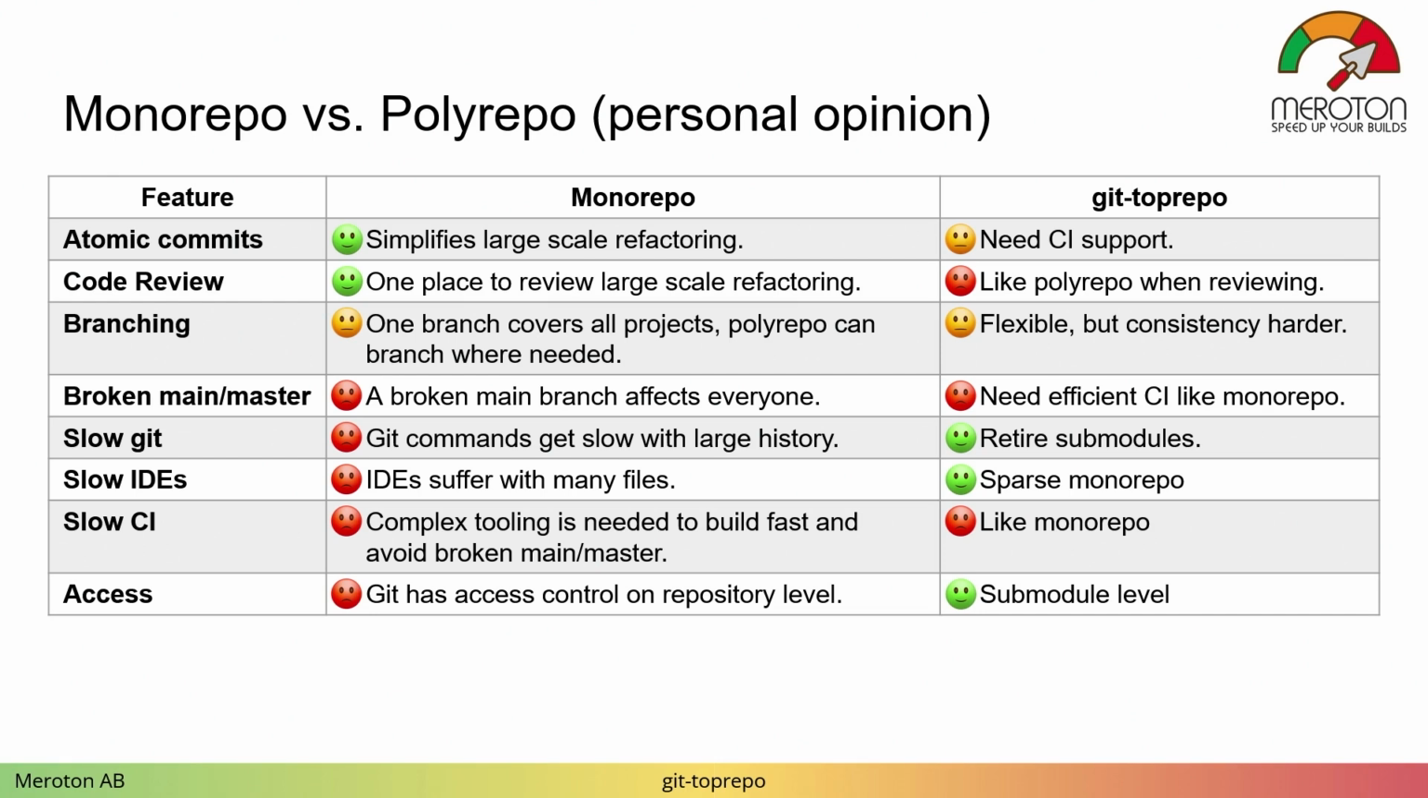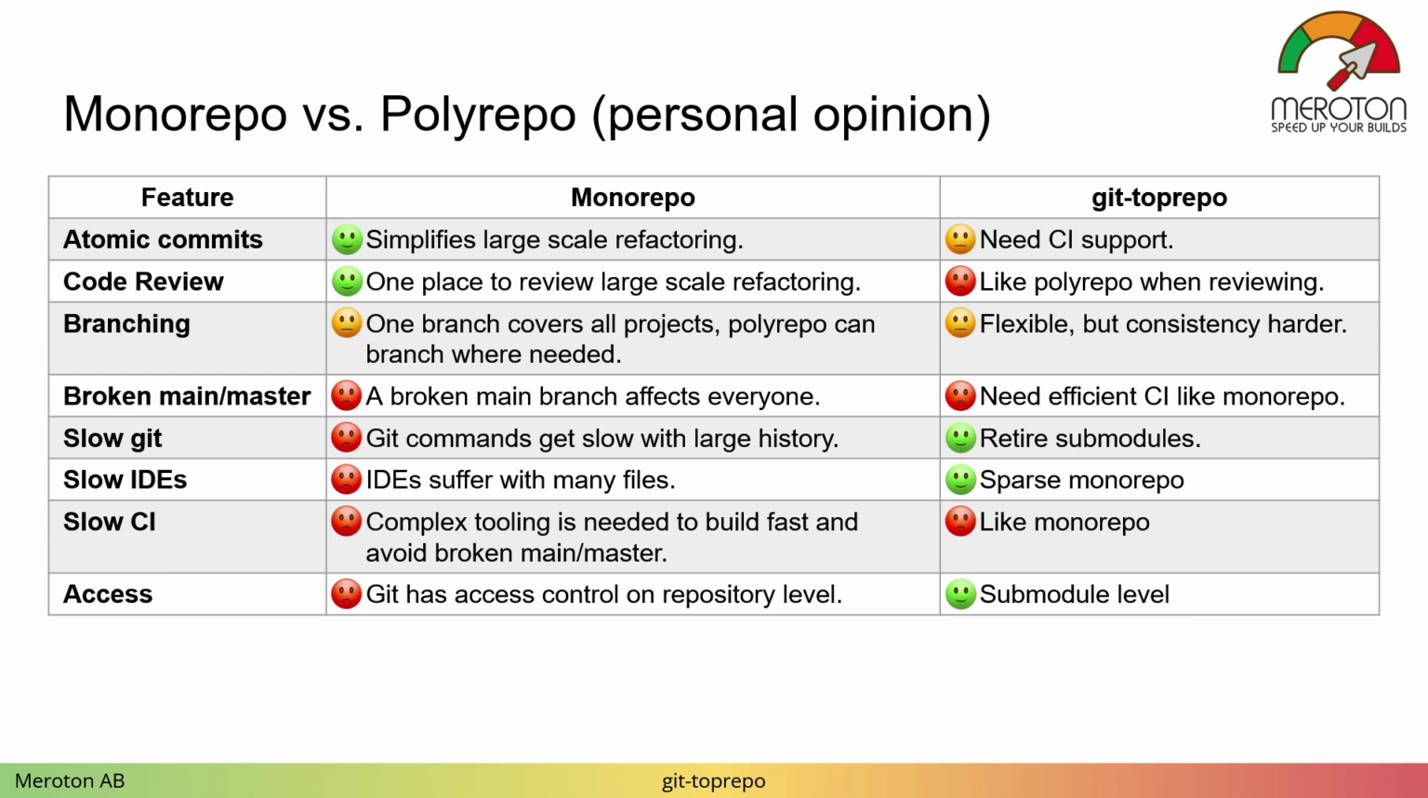And code review, well, one place to review all the code in your monorepo. Well, in the polyrepo and git-toprepo, you review every single repository. So if you do a large-scale refactoring in 50 repositories, you need to actually review all these 50 changes in Gerrit. Fortunately, you can see which they are.